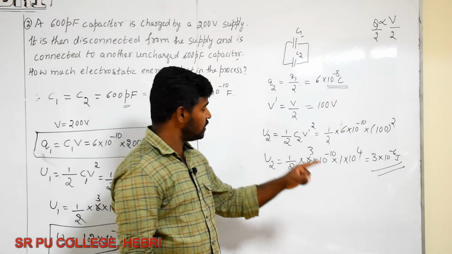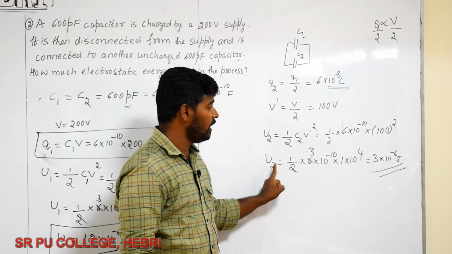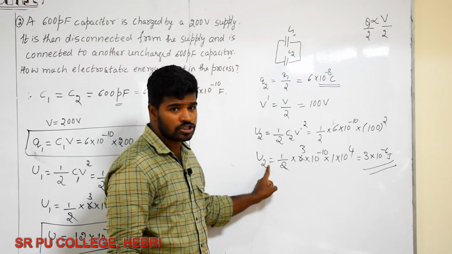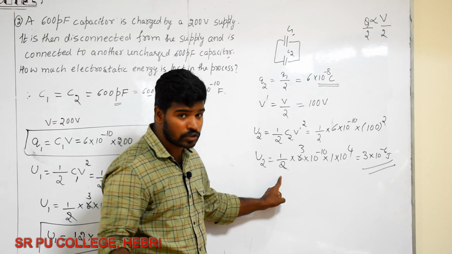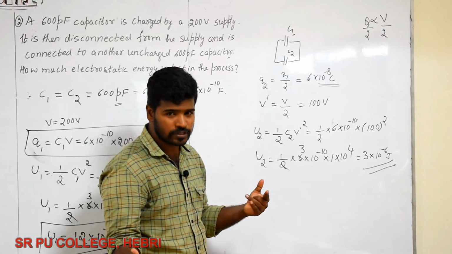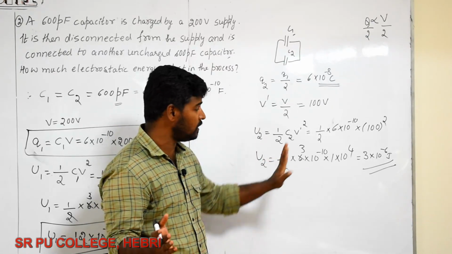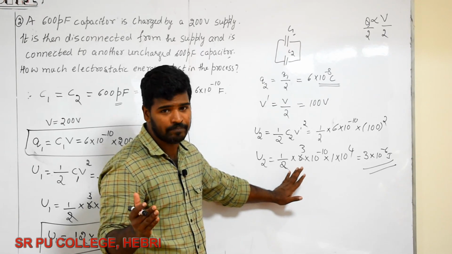What is the energy stored on the capacitor C2? The energy stored on the capacitor C2 will be 3 into 10 raised to the power minus 6 joule. Is it clear? Now the question, what is the energy stored on the capacitor C1? That is also the same. Since both the capacitors have the same capacitance, that is the reason why the energy stored on both the capacitors is the same.